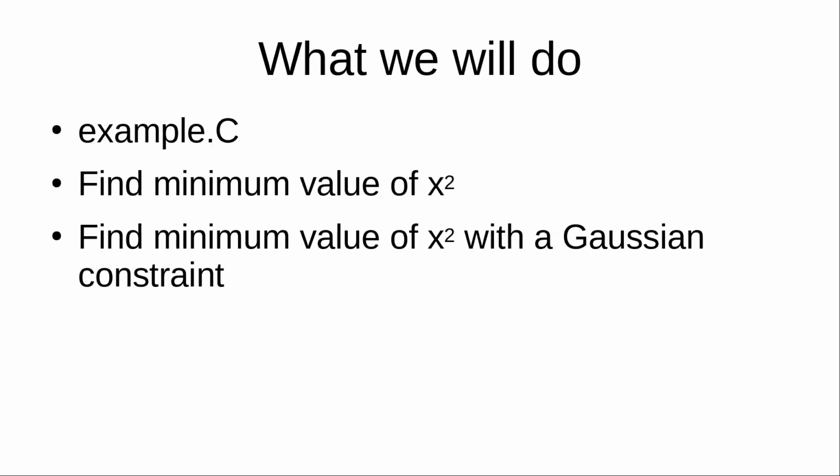So what we will do, we have example.c. We will find the minimum value of x squared. There are no prizes, especially no Nobel prizes, for guessing the answer in advance. We will then find the minimum value of x squared with a Gaussian constraint.